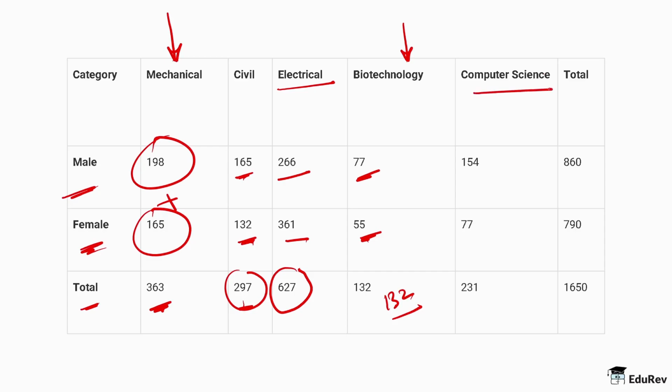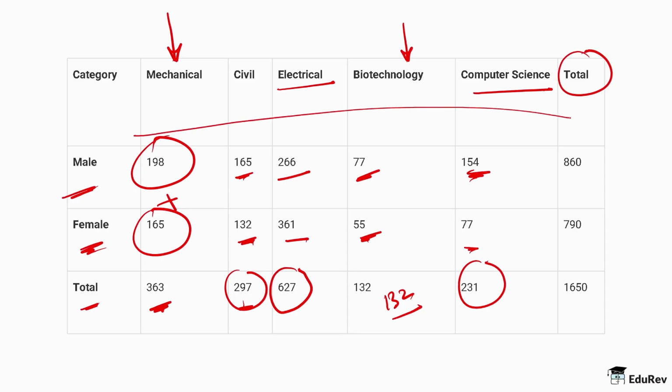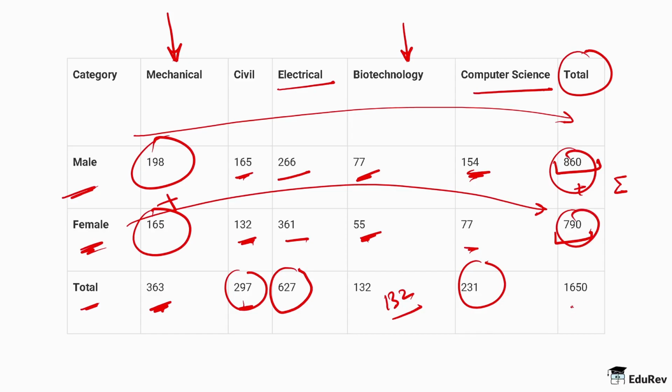And in the computer science department, you have 154 males, 77 females and the total is 231. When we need the total of all of this, I just have to add all the males and then add all the females. So I get the total males in the college and the total females in the college, and when I add these two, I simply get the total number of people, that is 1650, as simple as that. So this is exactly what we have done.